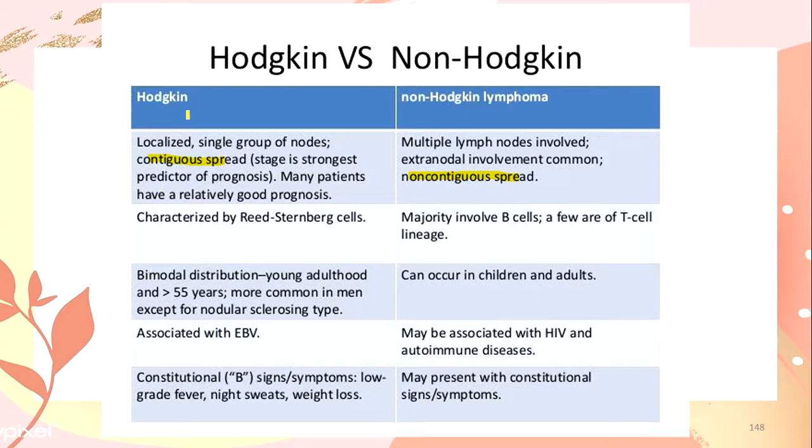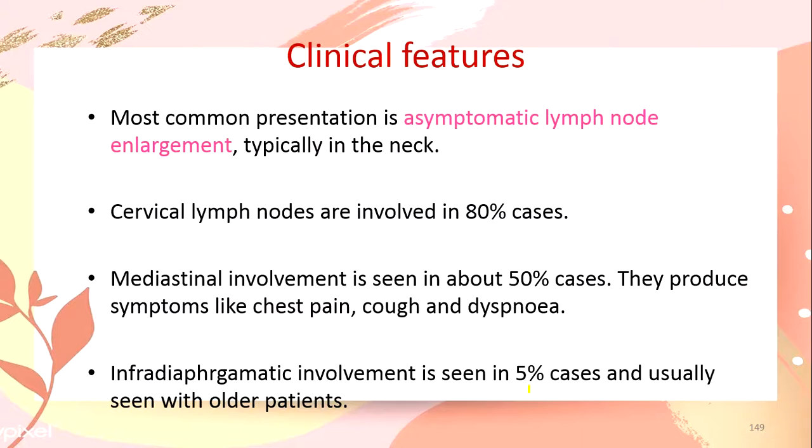HL is characterized by RS cell, while they are not specific for NHL. Hodgkin lymphoma has bimodal age distribution, young adulthood, and more than 55 year. More common in men except for the nodular sclerosing type. And NHL can occur in children as well. HL is associated with EBV, and NHL may be associated with HIV and other autoimmune diseases. Constitutional B signs and symptoms, low-grade fever, night sweats, and weight loss are present. But NHL may also present with the constitutional signs and symptoms.